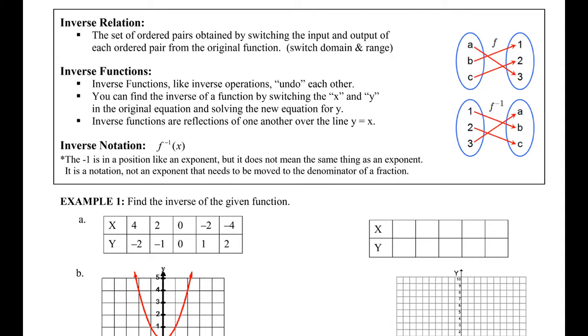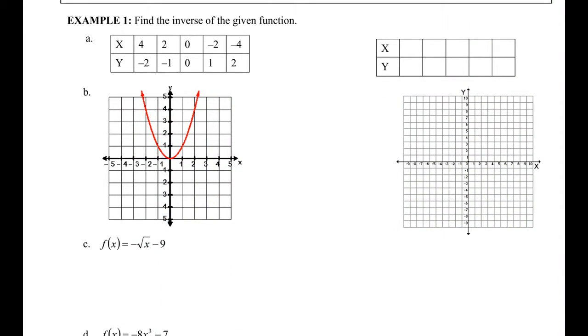So we're going to go down and look at a couple examples. For example 1, it wants you to find the inverse of the given function. So we're going to change all of the inputs to outputs, and all of the outputs to inputs. So I'm going to move -2, -1, 0, 1, and 2 to be the x's. So we're flipping the x and the y.